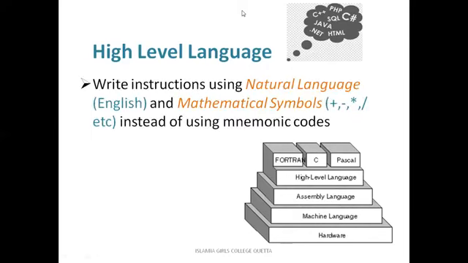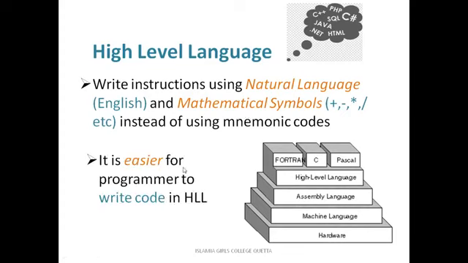But when we write the instructions in high level language, we can use natural language such as English. And we can use mathematical symbols like plus, minus, multiply, divide instead of using the mnemonic codes. If you remember, in the assembly language we were using mnemonic codes like add and sub, and in the machine language we were using machine codes. But in the high level languages, we use English words and mathematical symbols. Therefore, it is easier to write the code in the high level language as compared to the low-level programming languages.